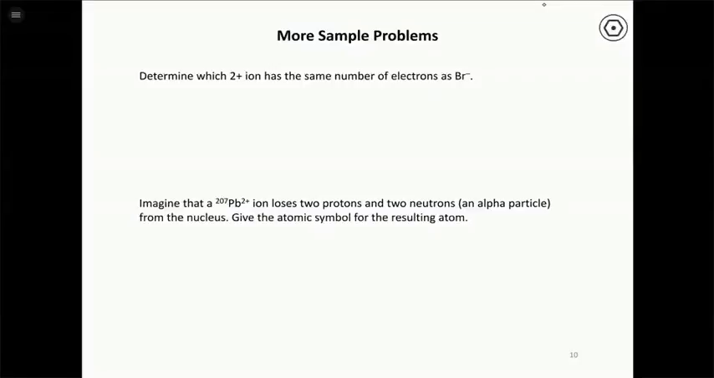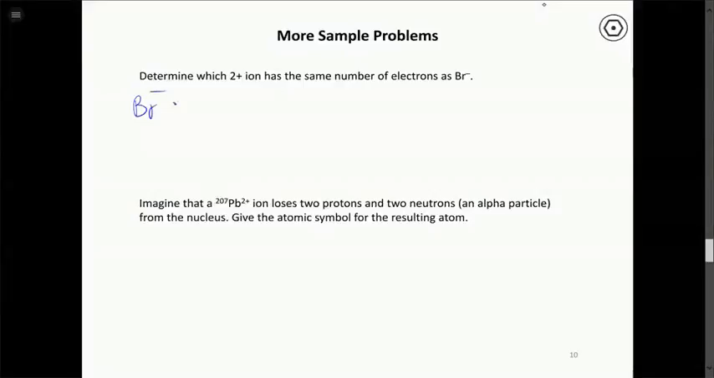So now we're going to get used to using the periodic table a little bit and how we can go back and forth with this information. So we want to know which 2+ ion has the same number of electrons as Br-. So we need to find out the number of electrons in Br- first. I didn't give you the full atomic symbol here, so you're going to have to go to the periodic table to help you out and get used to doing this.